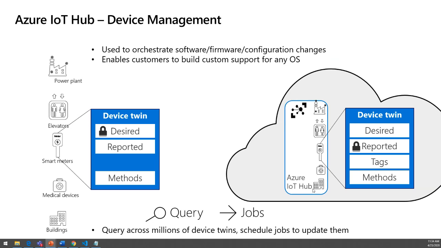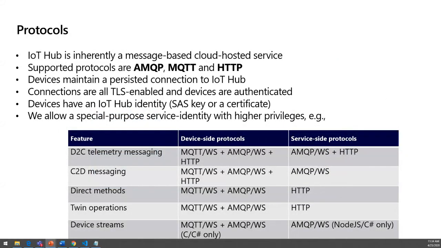Okay, let's go ahead and talk about protocols. I really want to deep dive into what protocol is good for different scenarios and different types of devices. IoT Hub supports AMQP, MQTT, and HTTP. Those are the main ones that we support.